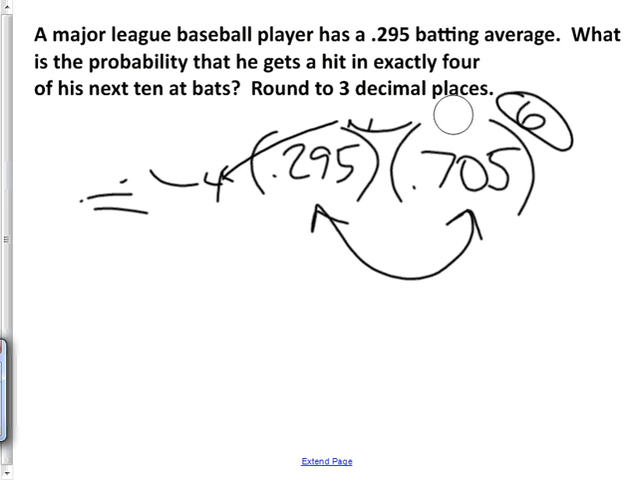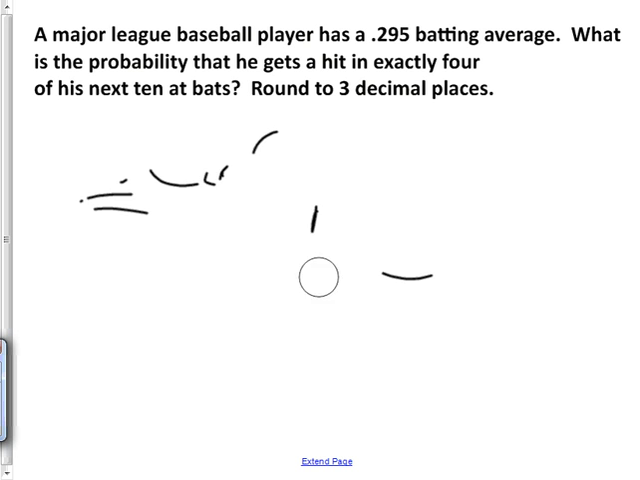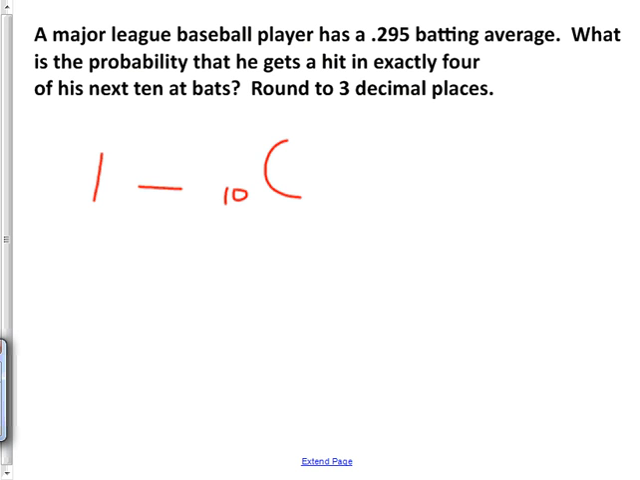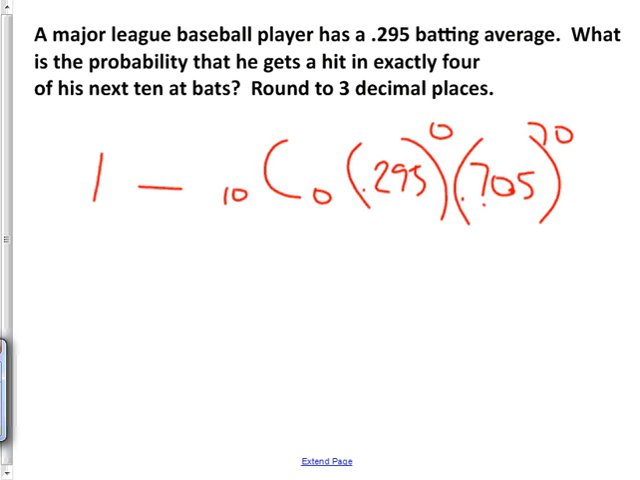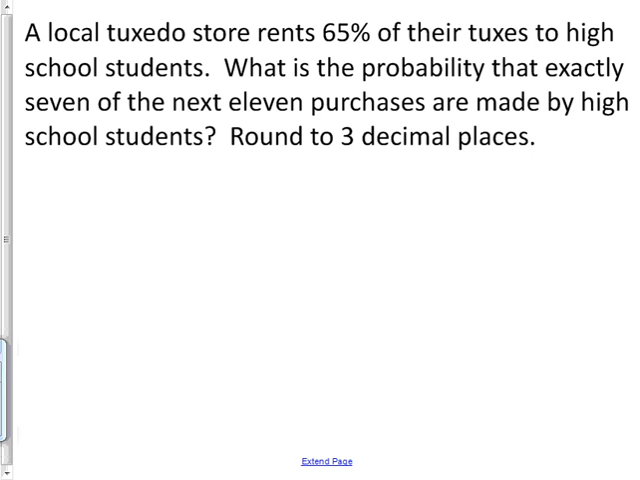The other one we do a lot is, what's the probability he gets at least 1? And so then you go 1 minus the probability he gets 0, which would be 10 choose 0 hits, times .295, 0 of those, times .705 to the 10th, which is all of them. That's at least 1, which means 1 or 2 or 3 or 4 or 5. And what is the one thing you can't be? 0. So you go 1 minus 0 then. Okay, I think that covers it.